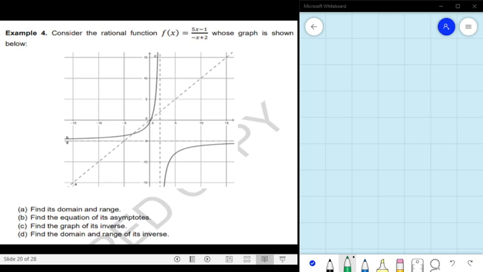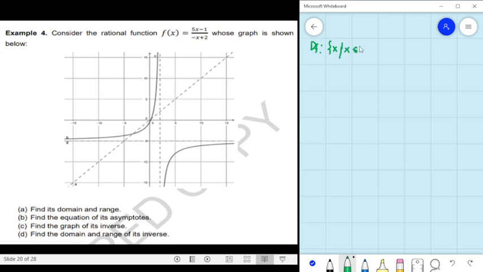So for the first one, from our last lesson, which is all about rational functions, we get the result that the domain of f is the set of all x such that x is a real number, but x must not be equal to 2, because it will make the denominator 0. Okay, what about the range?